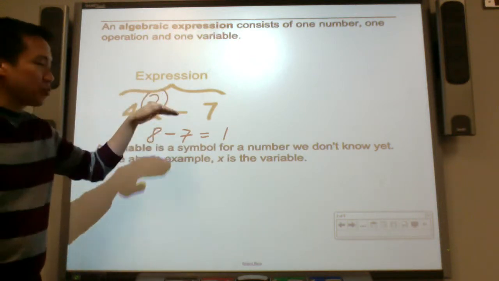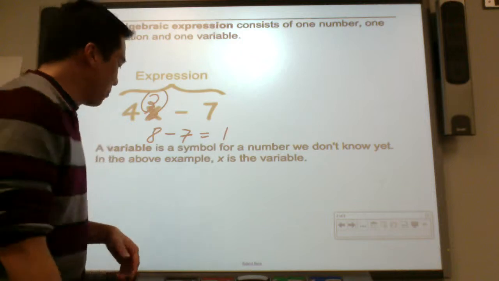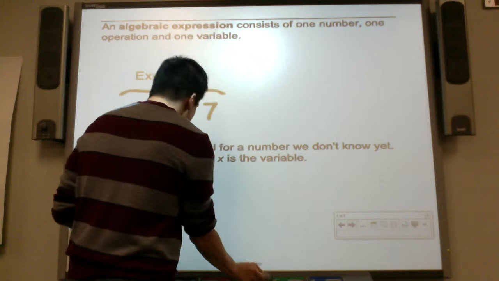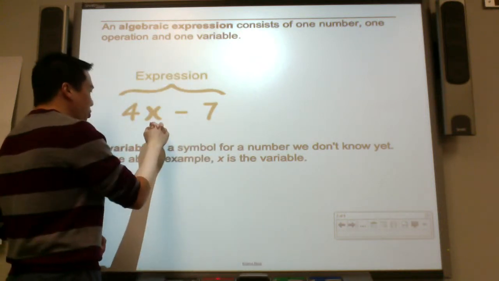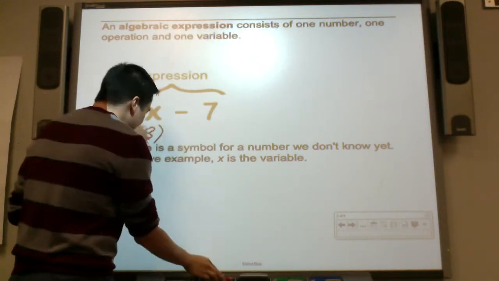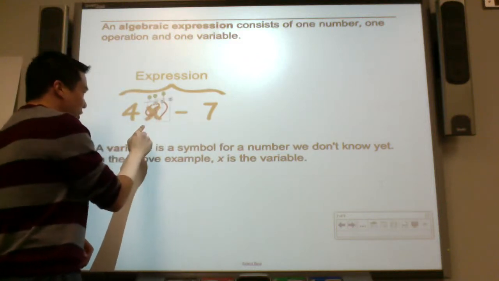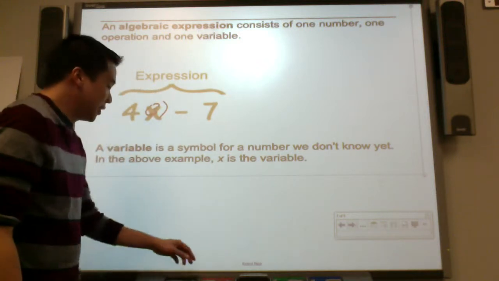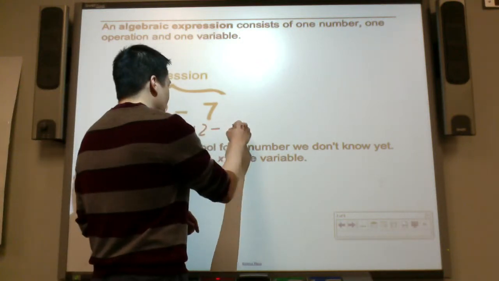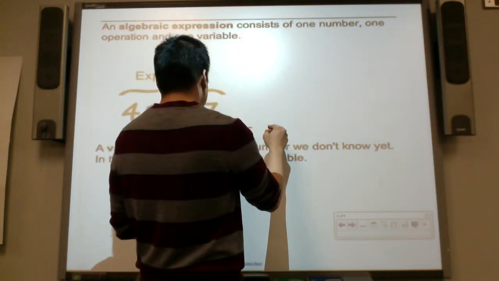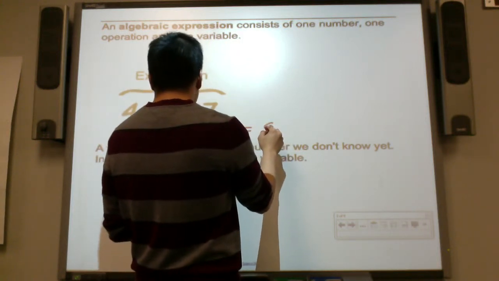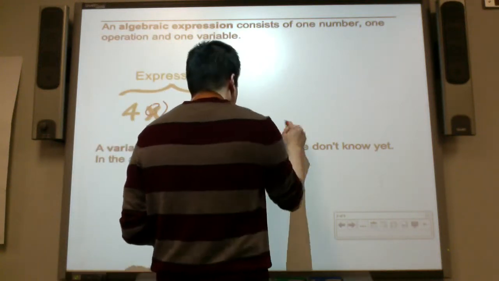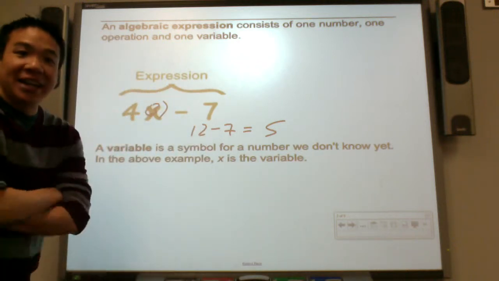So this algebraic expression could equal anything, depending on what we define the x as. So we can say x is equal to 3. So I substitute this x with a 3. What's 4 groups of 3? 12. 12 take away 7 is 5.